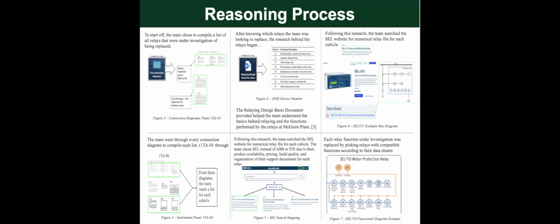The main thing to take away from this section is in regards to figures 6 and 7, which are the functional diagrams provided by the datasheets. These were utilized to confirm that the numerical relay under investigation could perform the same functions of the analog one being replaced.